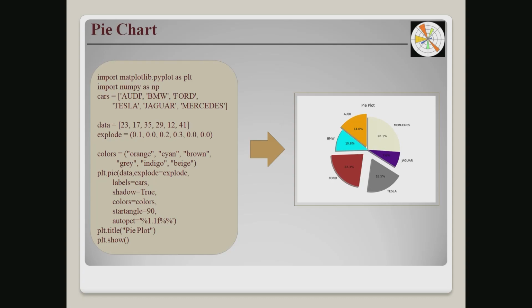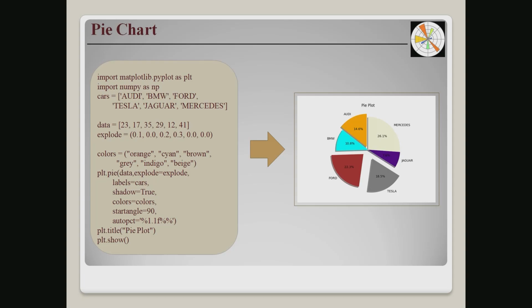So 26.1 percentage denotes the Mercedes car, and its color is beige, so we have set it in the beige color. Then the Audi car is in the orange color, and its slice of the data is 14.6 percentage, denoting the Audi cars from your data set.